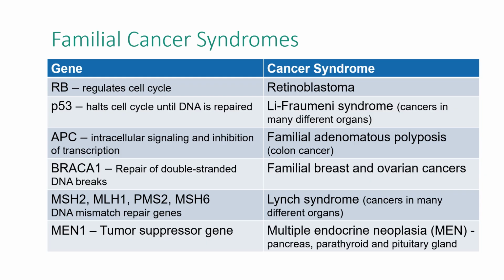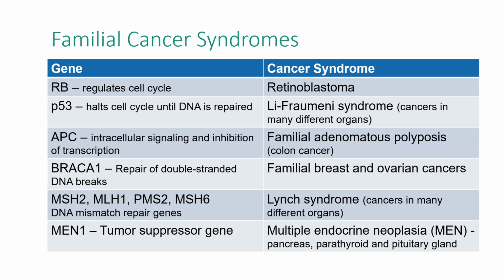So BRCA1, we have DNA repair, specifically double-strand breaks. When repair is impaired, mutations accumulate faster, not because cells grow faster, but because they fix damage poorly. We have mismatch repair genes, also known as Lynch syndrome. These errors are subtle, single base mismatches, but they add up. That's why Lynch is associated with cancers in multiple organs, especially colon and endometrium.